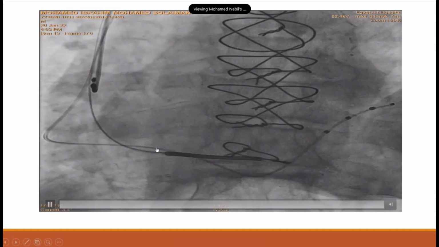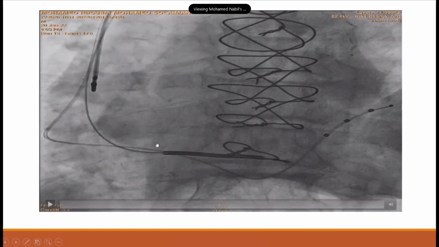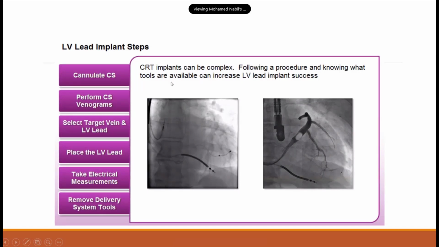This was the final result, and I will explain the simple steps of LV lead implant. The steps are: cannulate the coronary sinus, perform coronary sinus venography, select the target vein and LV lead, place the LV lead, take electrical measurements, and remove the delivery system tools. Those are the simple LV lead implant steps.